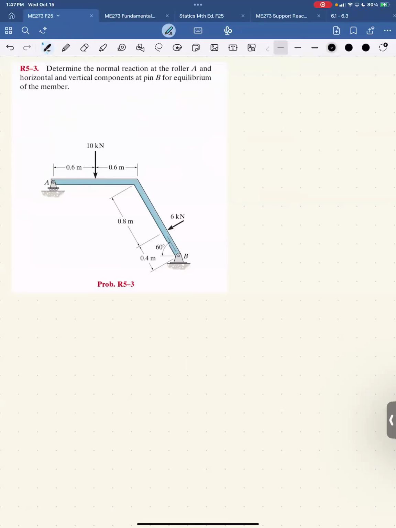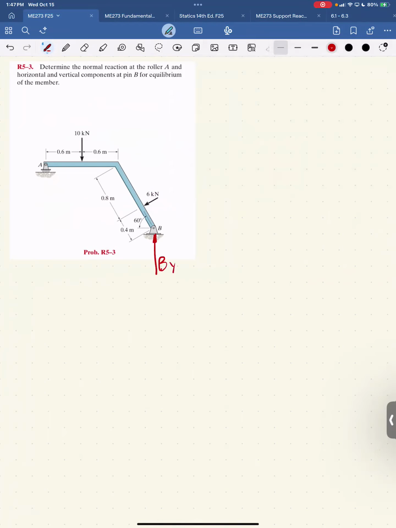So I'm gonna draw a free body diagram first. So he told me there's a pin at B, so BY, BX. The loads here, let's highlight those in red. And the roller at A, so it has a reaction only in the Y direction. There's my coordinate system. Count the unknowns. I have 3. So we're good to go.